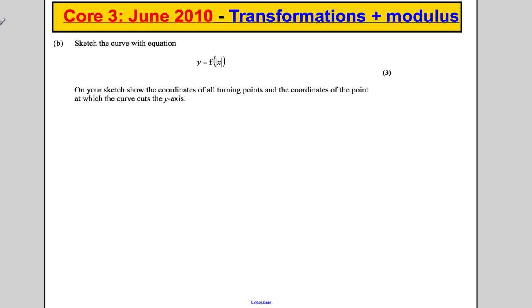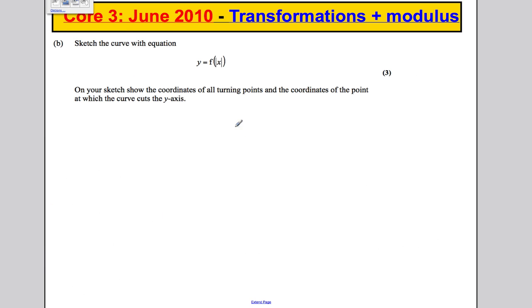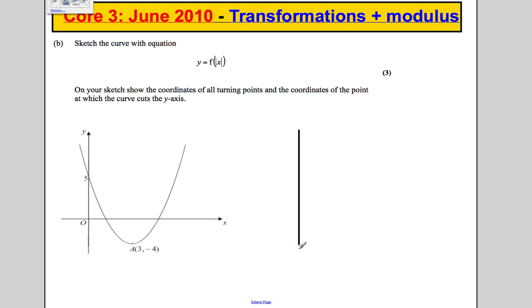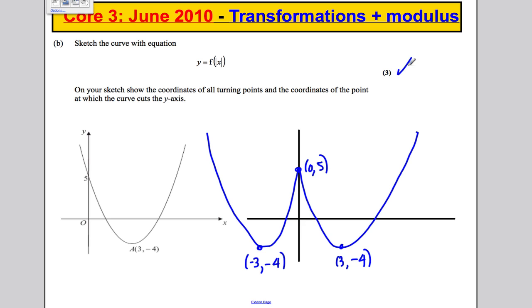Okay, next part. Sketch the curve with the equation f of modulus x. So f of x, let's just copy that, so we've got a picture of it here. That's f of x. How do we draw f of modulus x? Well, I'm going to draw out an axis. You draw everything where x was a positive value. So that point there is 0, 5. This point there is 3, negative 4. And you reflect it in the y-axis. So you would just reflect this down there. It would look something like that. That point there would clearly be negative 3, negative 4 then. And you'd be done for 3 marks.